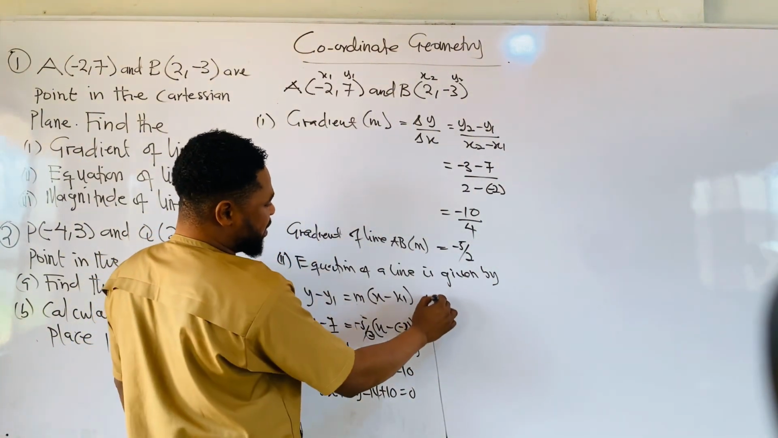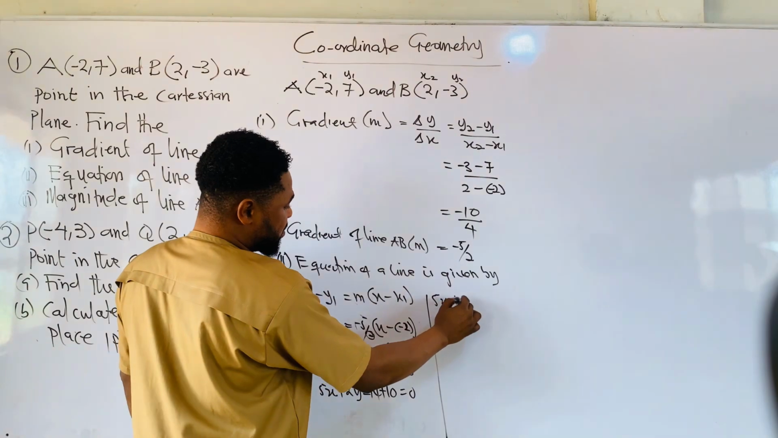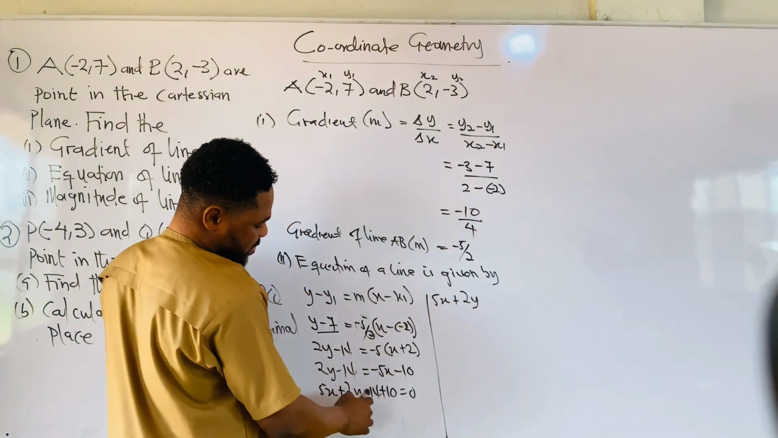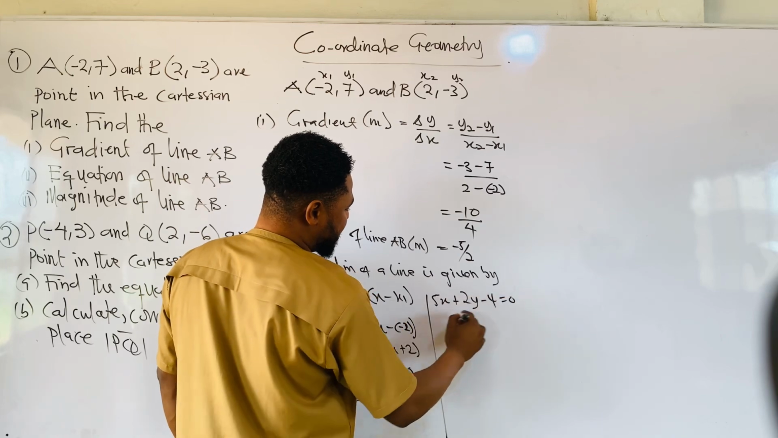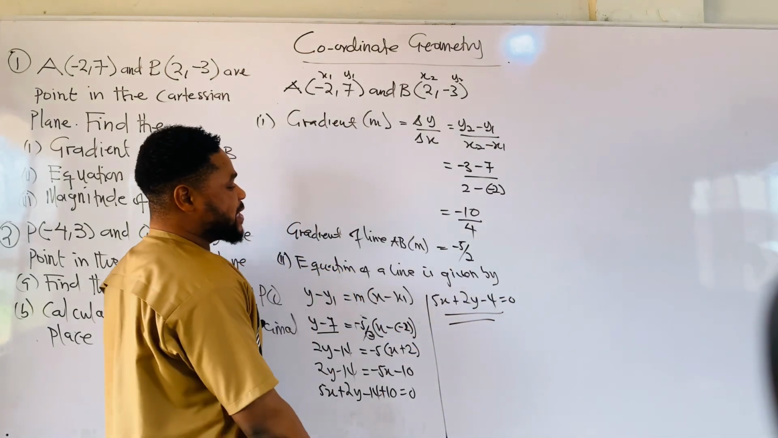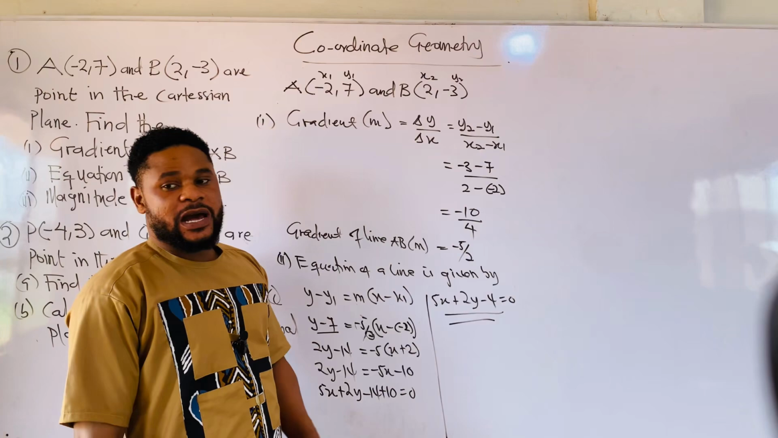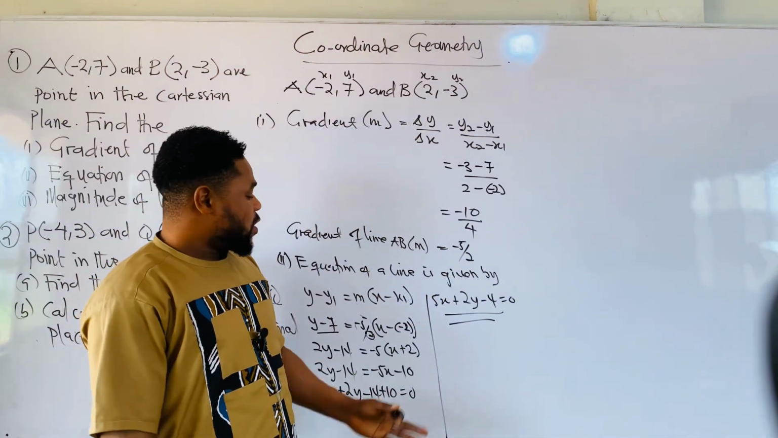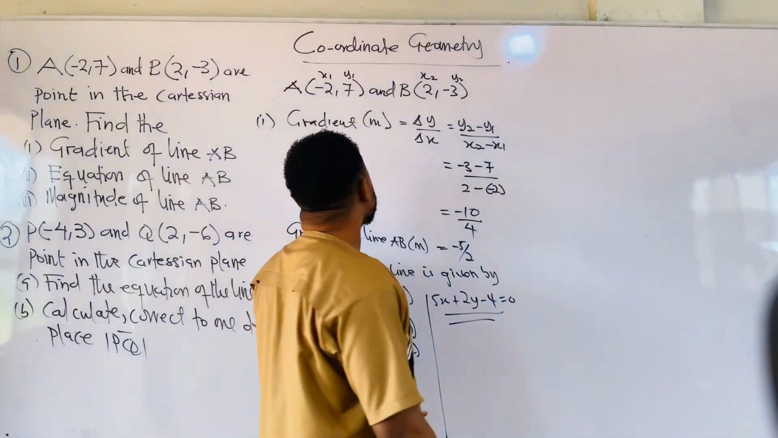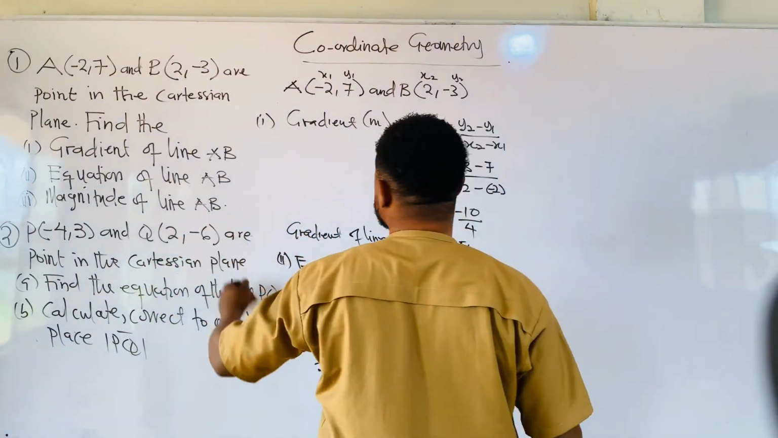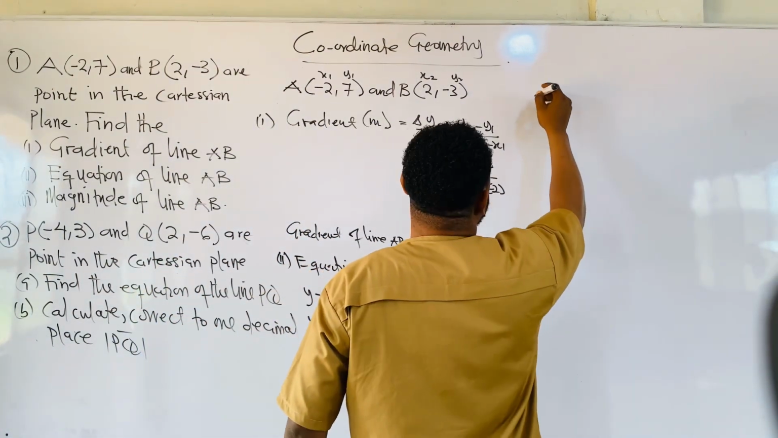Therefore, we can have our 5x plus 2y minus 4 equal to 0. So we can conclude by saying that this is our equation of the line. Let us move on to find magnitude of the line.